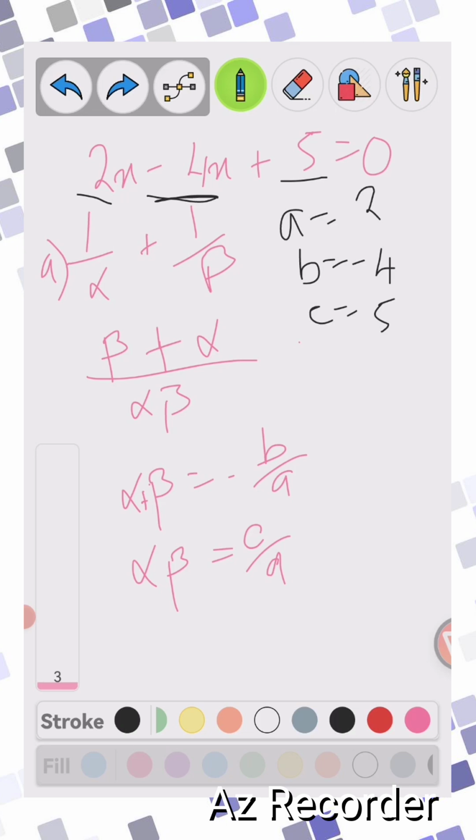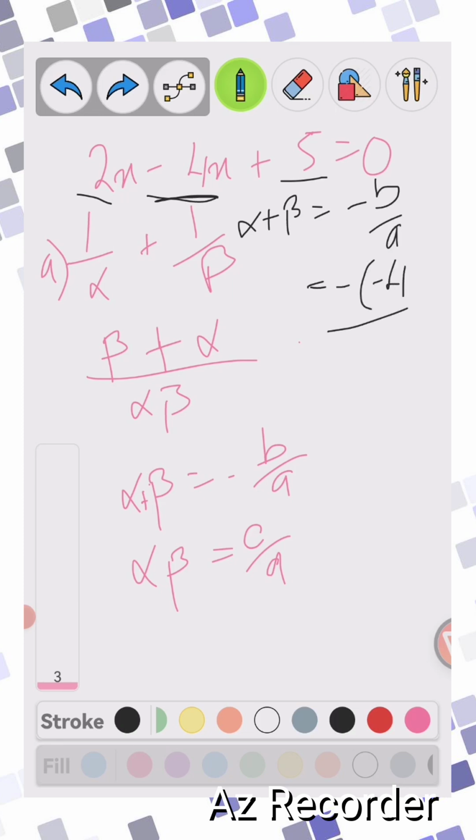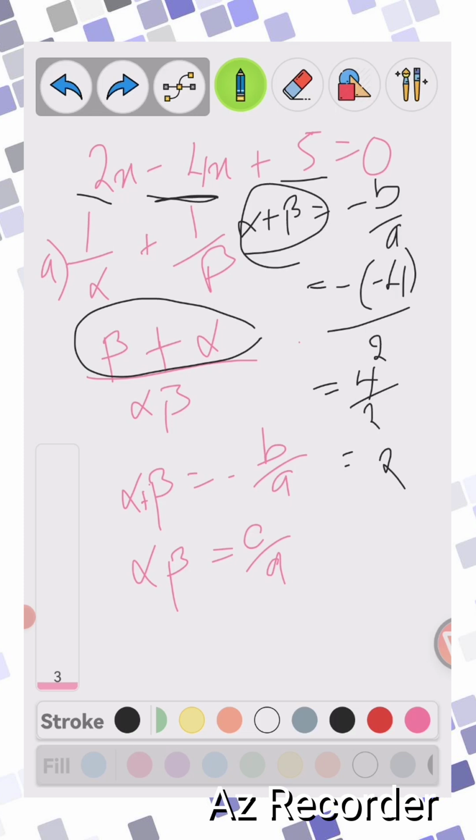Alright, so I have that. Now, how do I find the sum of my roots and the product of my roots? My sum of roots, alpha plus beta, is going to be equal to negative b over a. What's my b? My b is negative 4, so negative b is positive 4. What is my a? My a is 2. So this is going to be 4 over 2, which is equal to 2. So 2 is the sum of my roots. So alpha plus beta is equal to 2, and beta plus alpha, which is the same, I'm going to put 2.